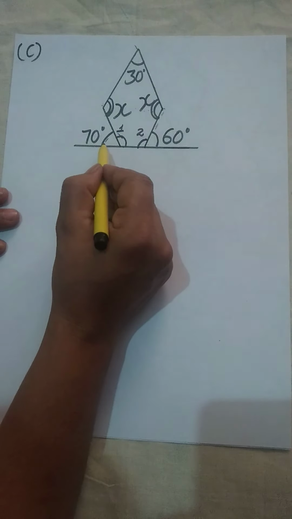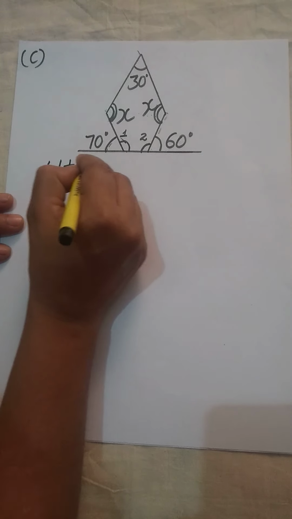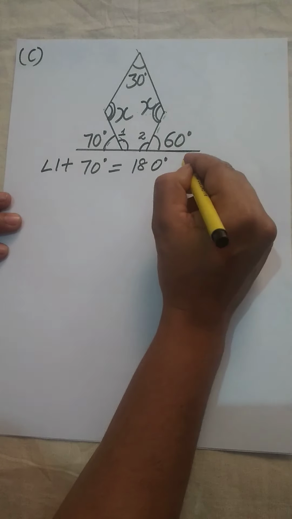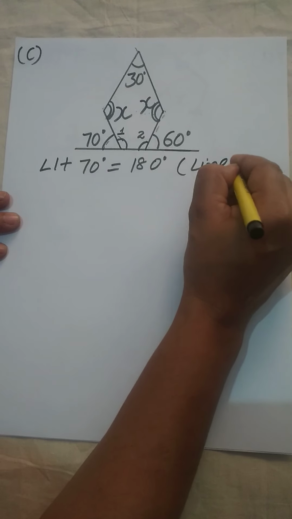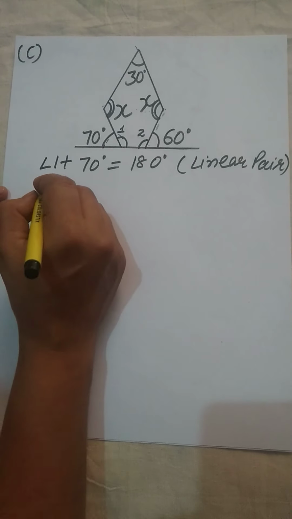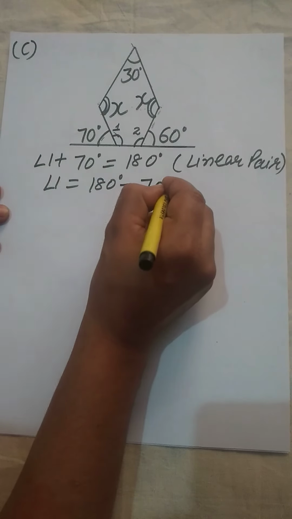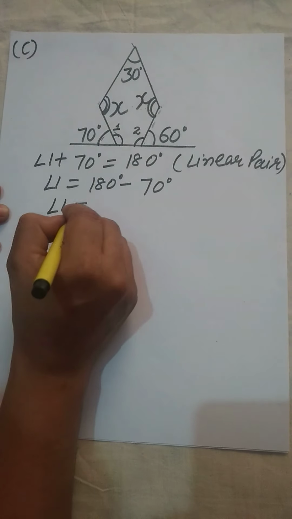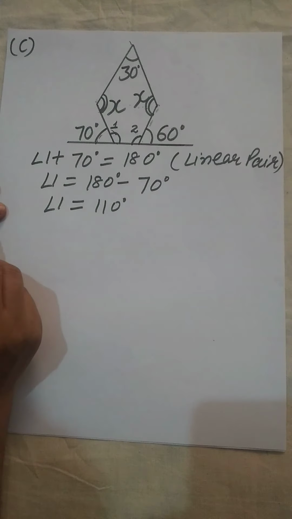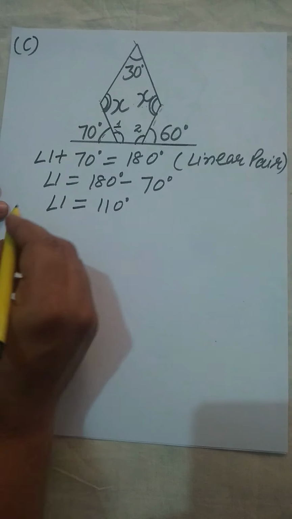Firstly, we will find out the value of this angle 1, that is angle 1 plus 70 degree is equal to 180 degree because these are forming a linear pair. So angle 1 is equal to 180 degree minus 70 degree, and angle 1 is equal to 110 degree. Use the same concept for finding the value of angle 2.